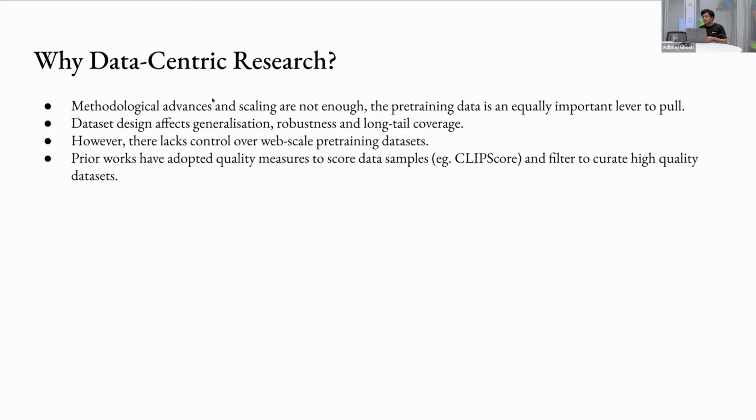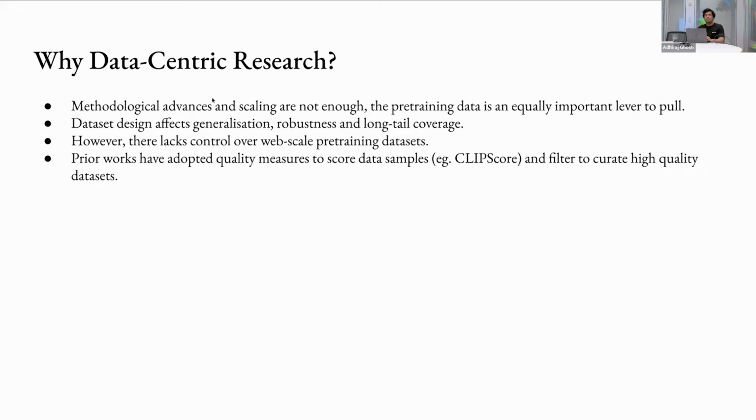And this dataset design really affects how we train models, how these models generalize, how robust these models are, and how well they can tackle edge cases or, as I said, long tail coverage. But because the scale is so large, there is no control over these web scale pre-training datasets because they can scale up to a billion or even 100 billion samples. It's impossible to manually control them.